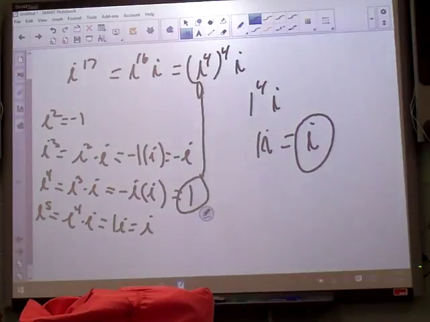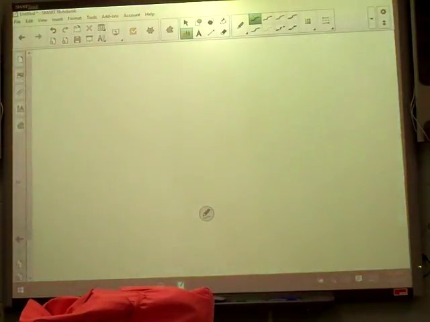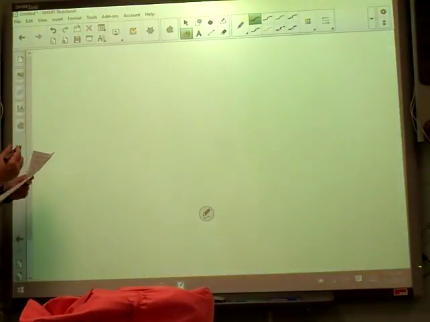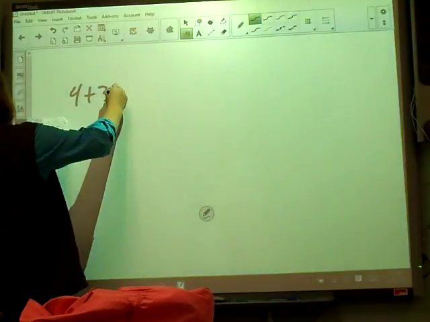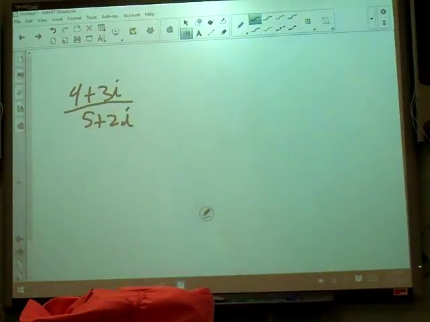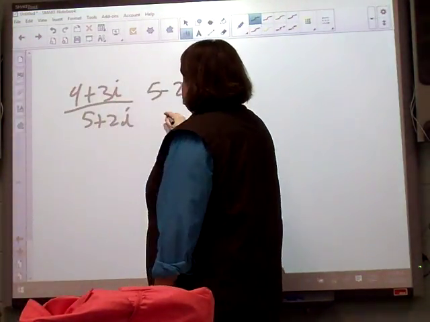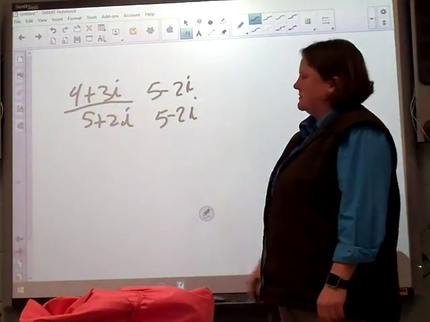Alright. Number 11. The dilemma with number 11 is you can't have an i on the bottom. 10 was C. So on 11, to get rid of that i on the bottom, we have to multiply like we did earlier, it's difference of squares, by the conjugate. So it's 4 plus 3i over 5 plus 2i. To get rid of that i on the bottom, we're going to multiply by 5 minus 2i. Everything stays the same, you just change the sign. It's difference of squares.